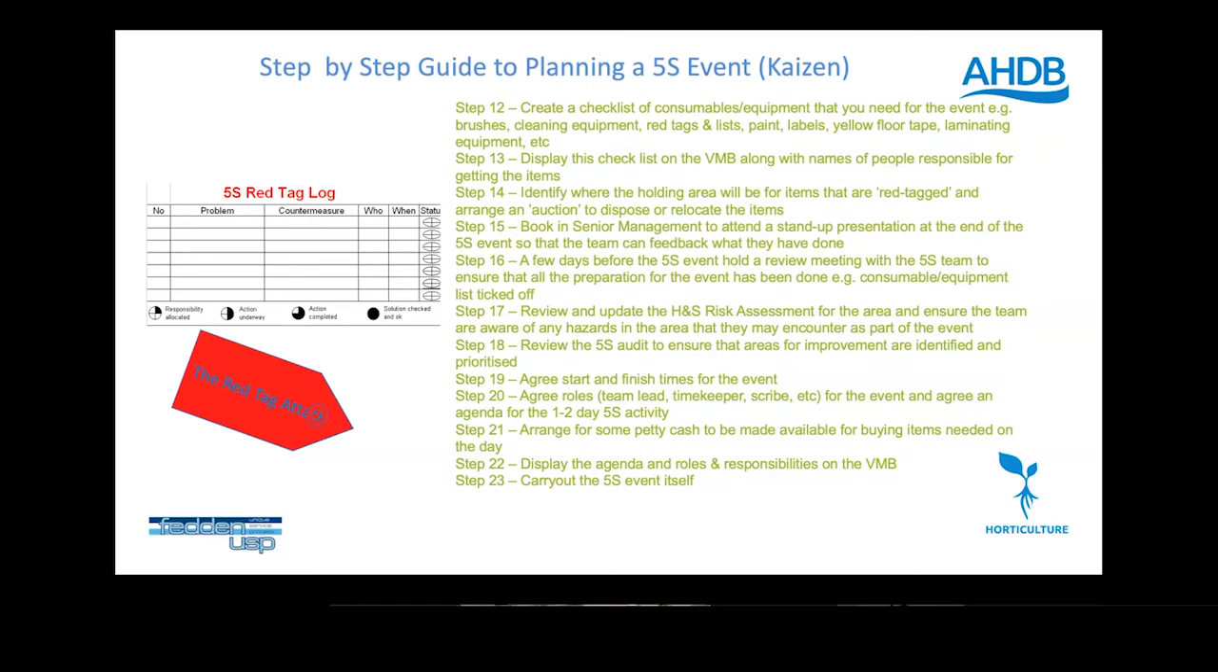I'd display any items that needed to be done before the 5S event up on the visual management board, saying who was going to do what and when they were going to do it by. Step 14, identify where any items that you've red tagged and wanted to dispose of would be held, just an area where you'd hold them before you decided whether they were going to be kept or disposed of. We called it an auction area.